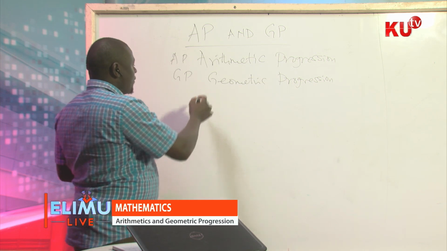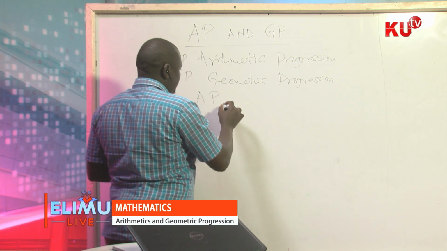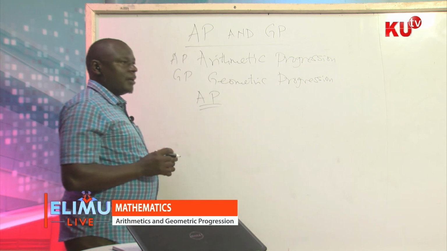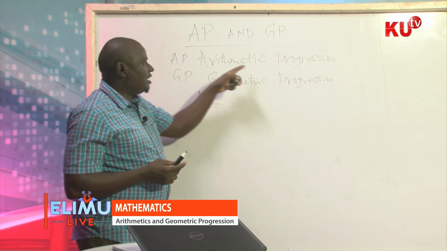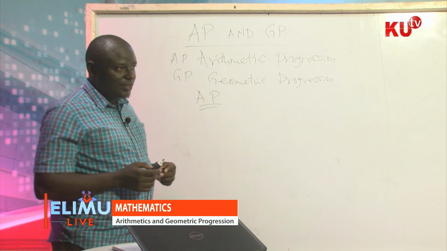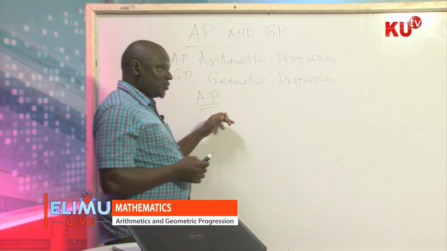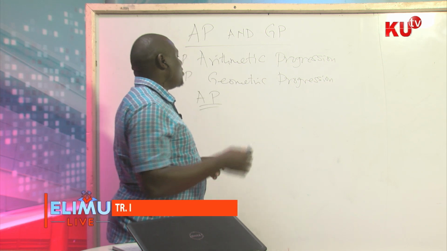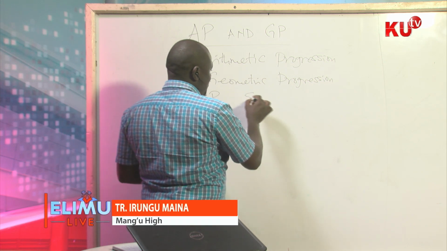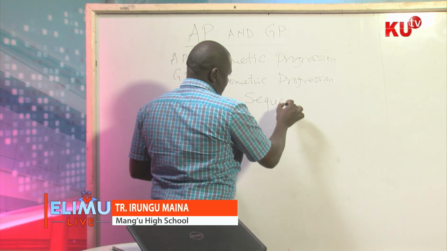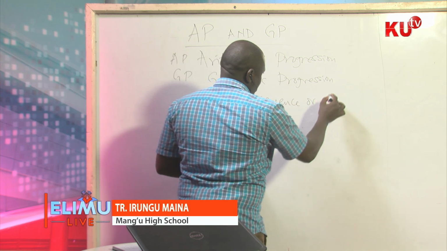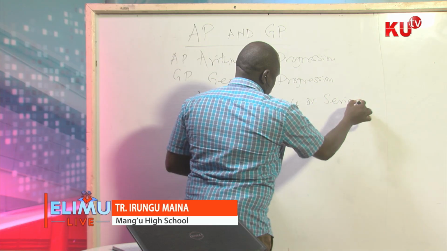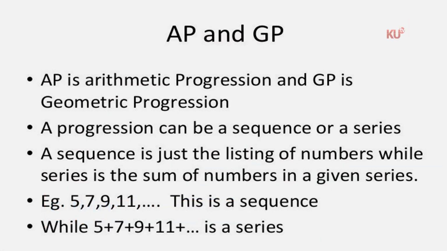Now, I want us to focus first of all on AP briefly. It is an arithmetic progression. A progression can be a sequence or a series. It can be found on our screen if you focus on that.